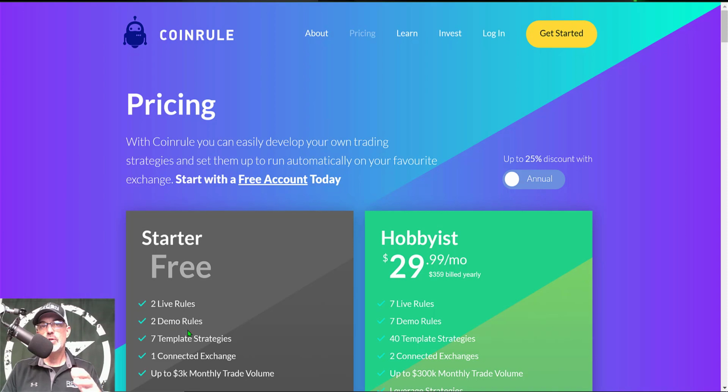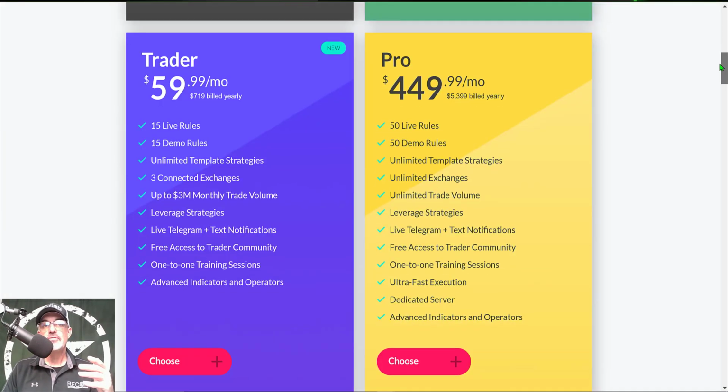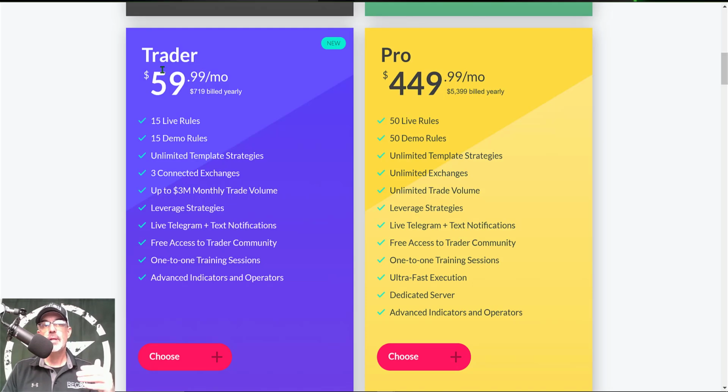And the Tradingview alert strategy can be run under the demo mode on the free starter. You cannot run it as a live rule, so you can only really paper trade it and test it out. Now, if you want to deploy the bot to live fire, you'll need to step up to the trader plan for $59 a month, and that will actually get you 15 live rules, 15 demo rules, and you can actually deploy the bot we'll be reviewing today to live fire and get those buy or sell alerts from Tradingview in order to execute those trades.